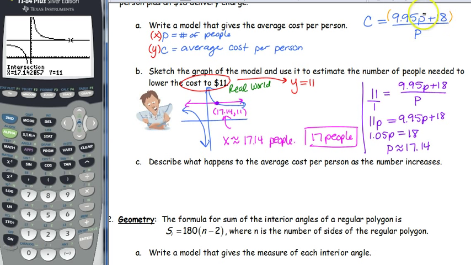What we're splitting up is that $18 service charge. If I have 1,000 people, they're not even paying a penny a piece for that $18 service charge, but they're still having to pay that $9.95 for their meal. So the more people, the average price goes down.